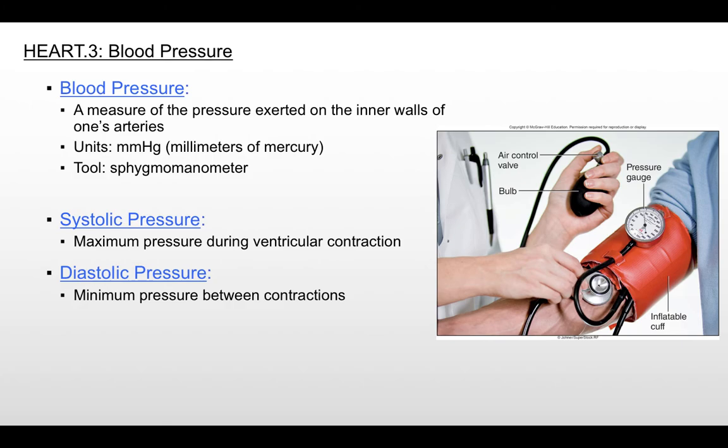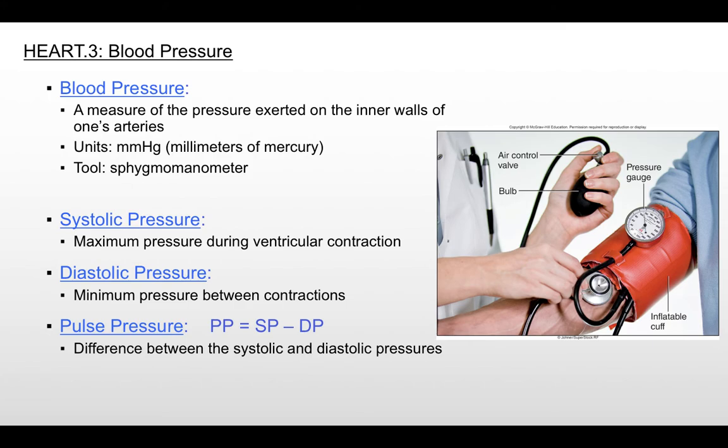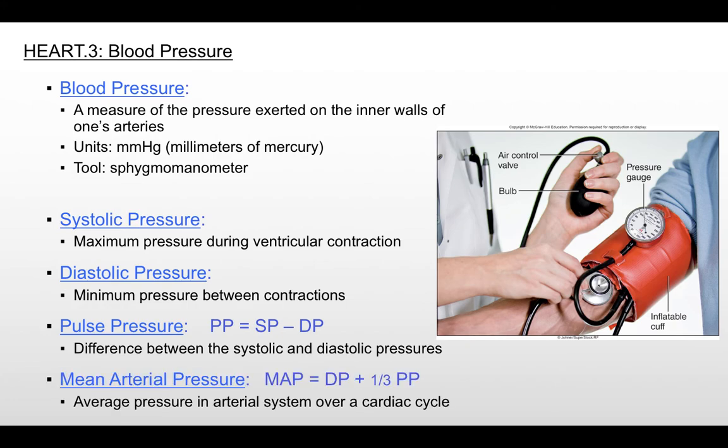We can take those two numbers and find the difference between them, and that is then referred to as the pulse pressure. And we can also find an average overall pressure. If we have this high number and this low number, the mean arterial pressure is determined by adding the diastolic to 1/3 of the pulse pressure. So that little formula you see right there will give us an average over the entire cardiac cycle.